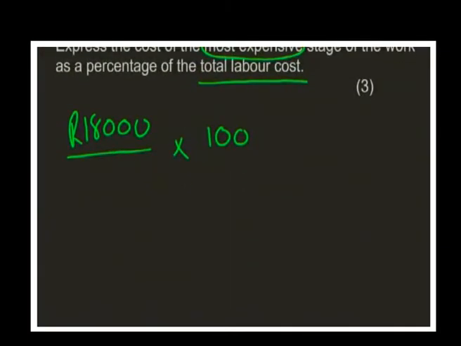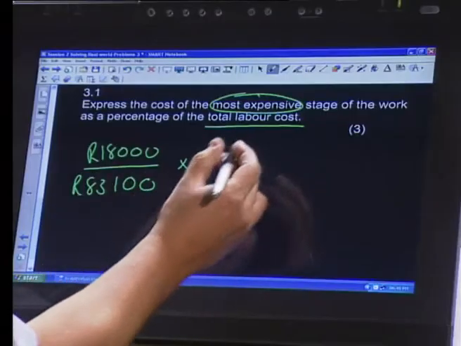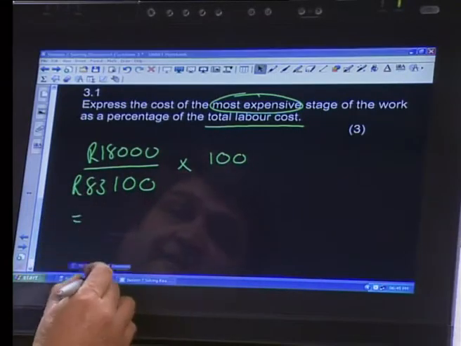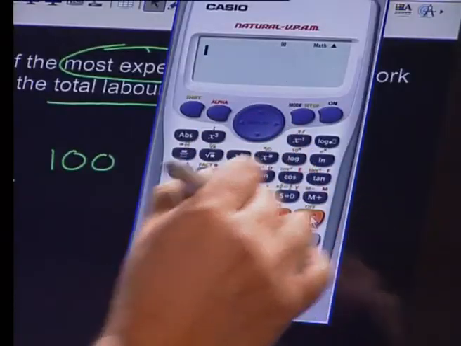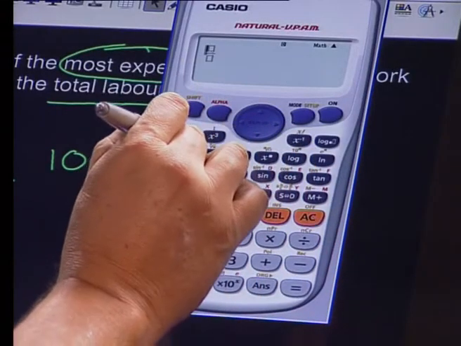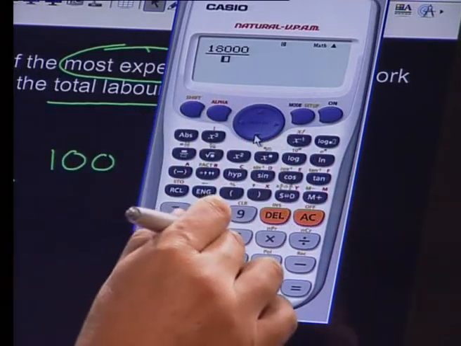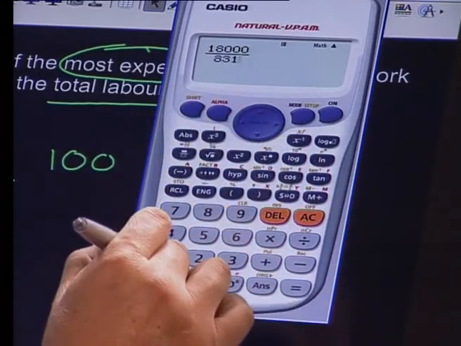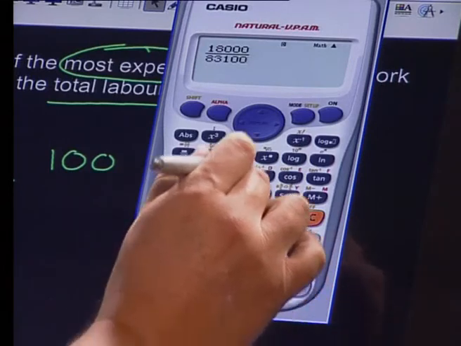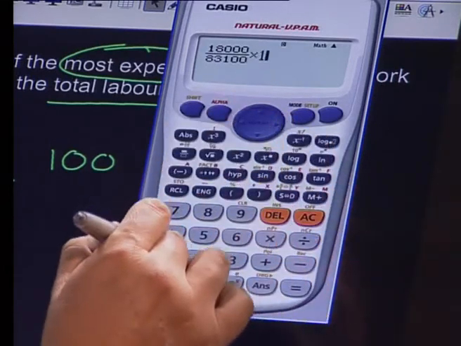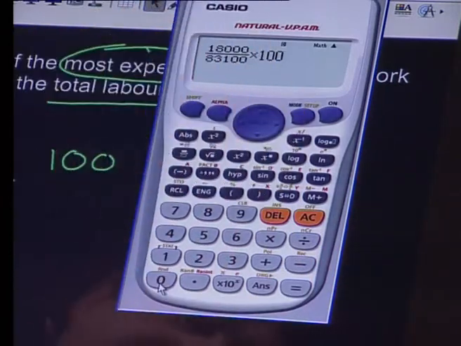Okay, and that final figure we said was going to be 83,100 Rand. Now, we've got 18,000 over the 83,100 times 100, and this is again where we're going to use our calculator, and we're going to say, right, we have 18,000 over 83,100 times 100.